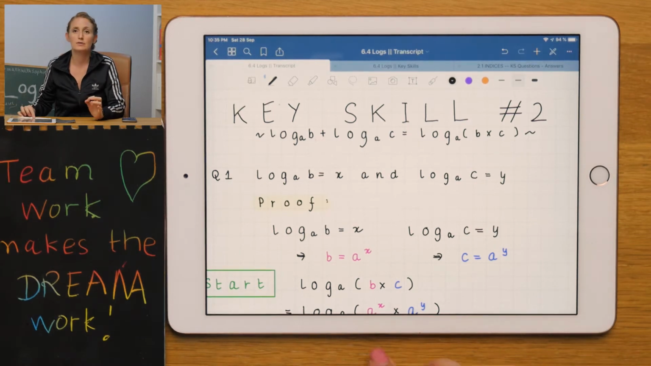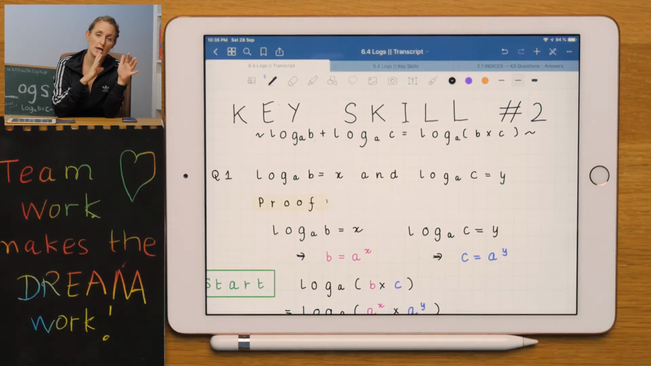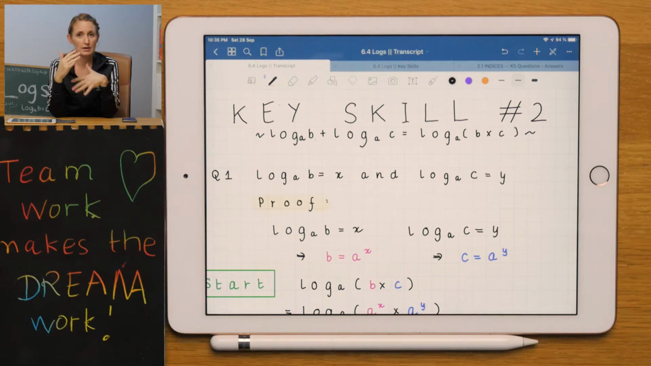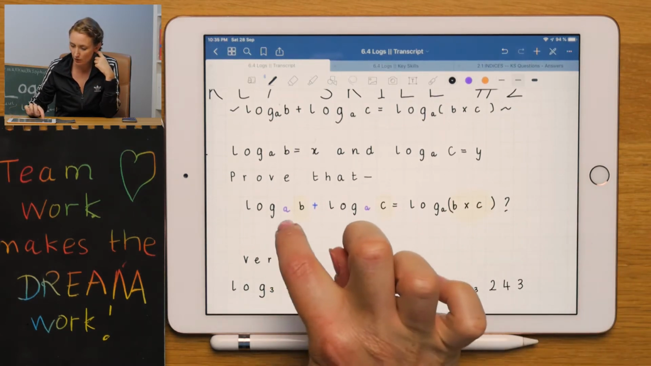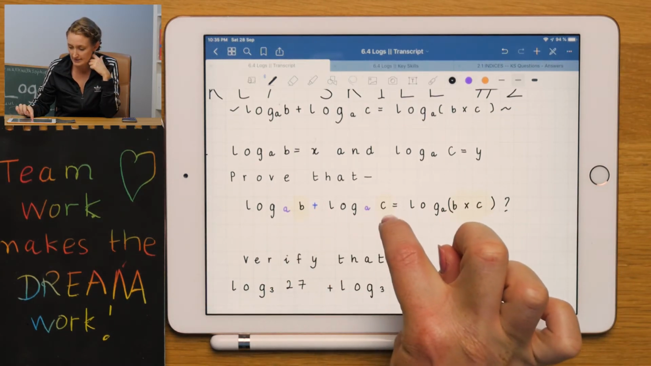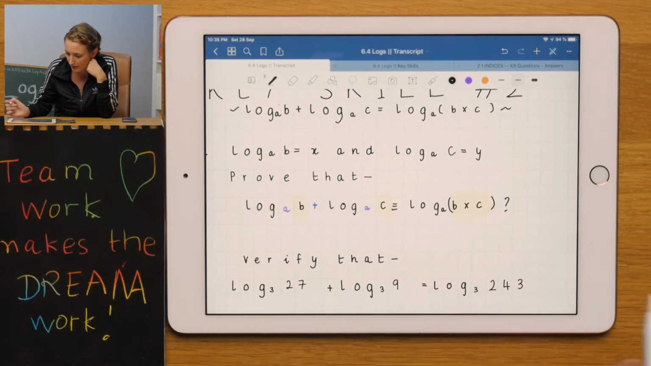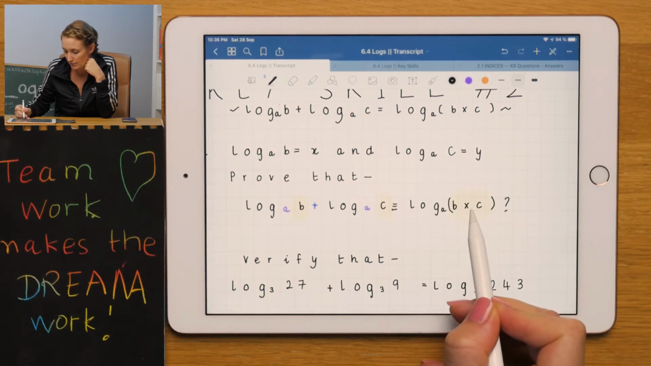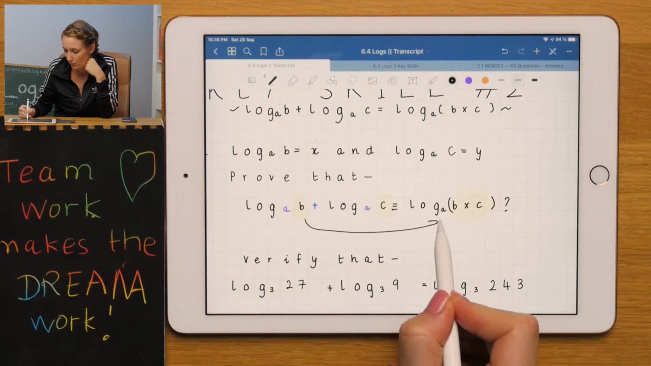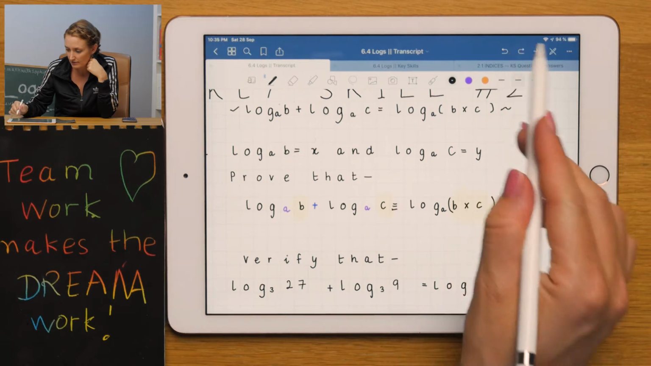So I'm going to explain to you briefly how proofs work. With proofs, you start on one side of the equation and you do the math step by step until you finish on the other side of the equation. In our case, I want to prove that log ab plus log ac equals, sometimes you might see a third line like that, equivalent to 1 logarithm with b multiplied by c inside the bracket. So I can either start here and work my way to that side, or I can start here and work my way to that side.